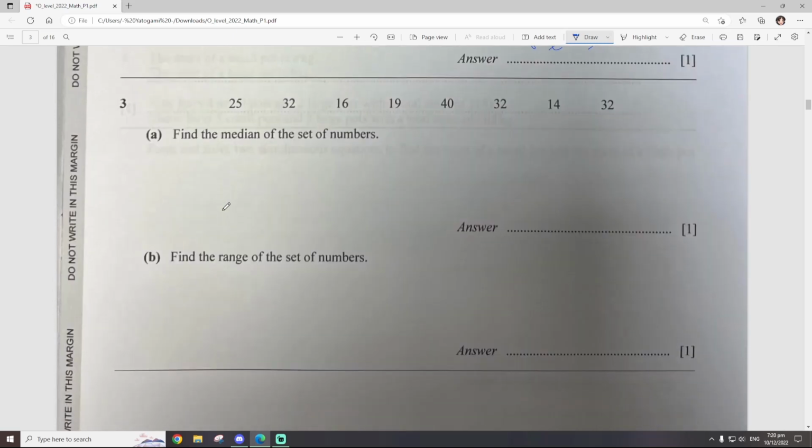Question 3. Here's a set of numbers. Find the median and find the range. For the median, if we write the numbers in order, we'll get 14, 16, 19, 25, 32, 32, 32, 40. So the middle numbers are 25 and 32, right? So the median is 25 plus 32 divided by 2, which is 28.5. And to find the range, the biggest number is 40 and the smallest number is 14. So 40 minus 14 equals 26. So the first three questions are quite okay so far.